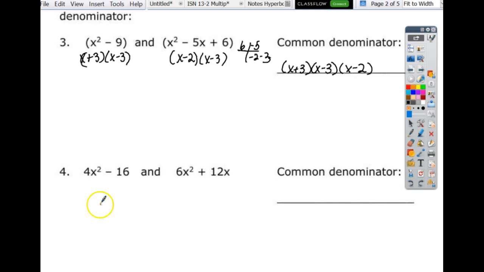Well, for now. So here, the 4x squared minus 16. If I factor out a 4, I get x squared minus 4. So how does this factor? And then 6x squared plus 12x. It's not a trinomial, so I can't do a times c. So what do they have in common? 6, and what's the lowest exponent on the x? So that leaves me with x plus 2.